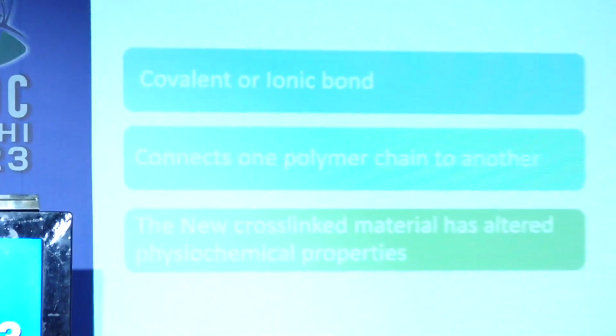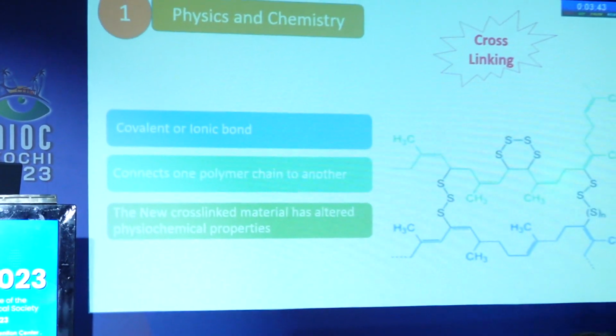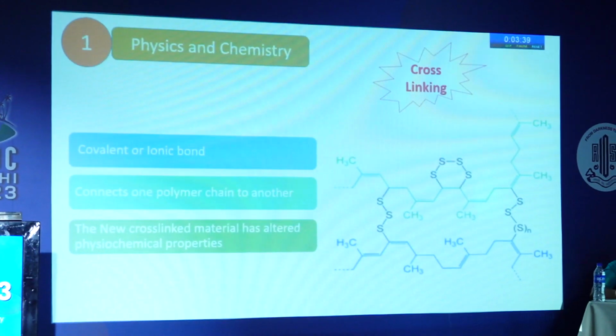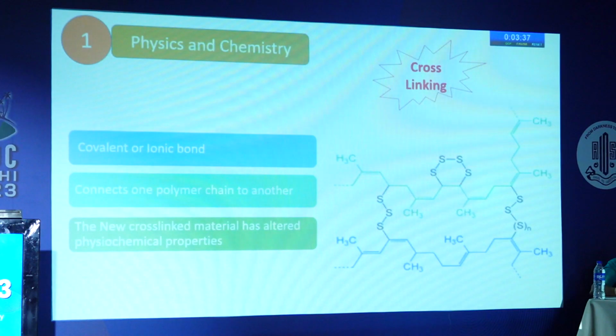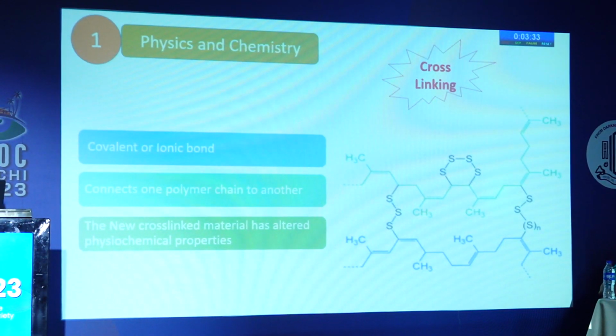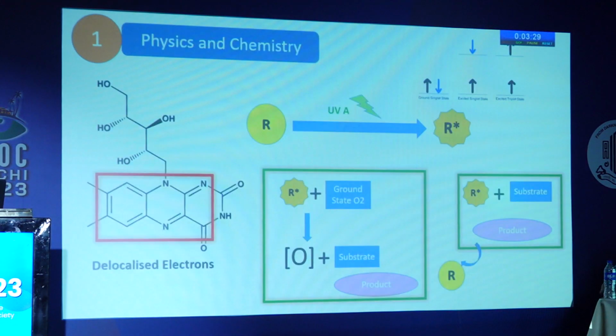So to begin with, what is cross-linking? Of course, creation of bonds. Which bonds? The strongest bonds that we know from chemistry are of course the covalent and the ionic bonds, and hence these bonds between two polymers, and hence we connect the two polymers and we create a new material that has altered physiochemical properties.